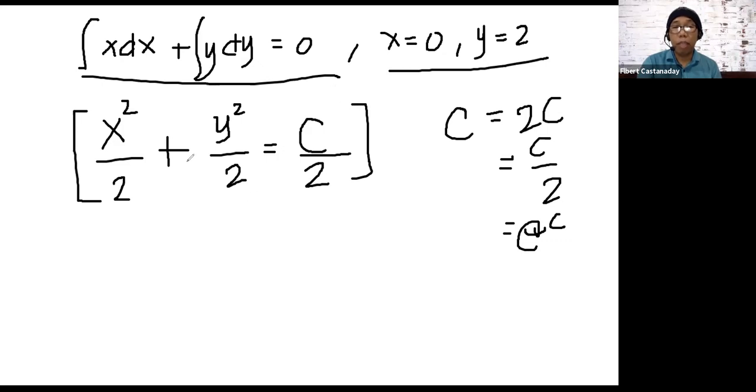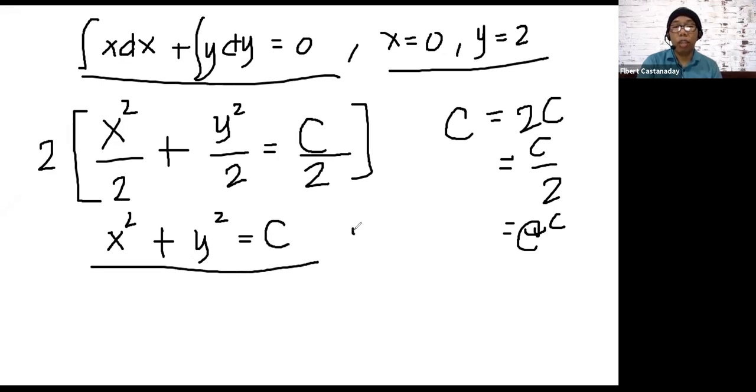But it can still be simplified. How, sir? By making this c over 2, multiply both sides by 2 to eliminate the denominator, and it becomes x squared plus y squared equal to c over 2 times 2, which is just c. This is the general solution.